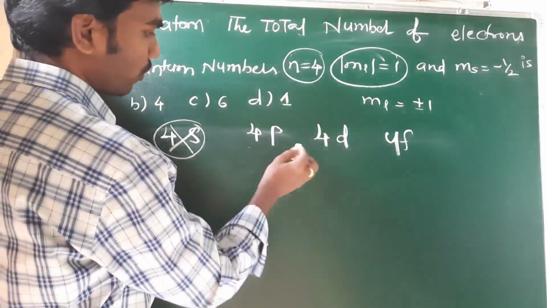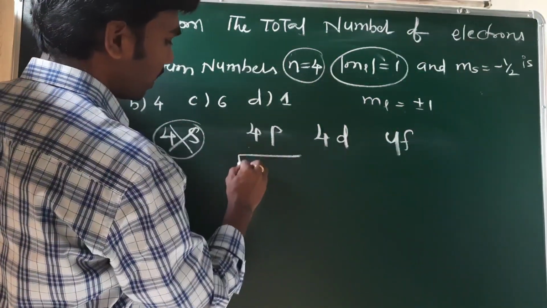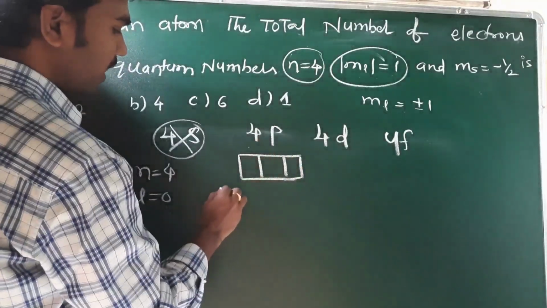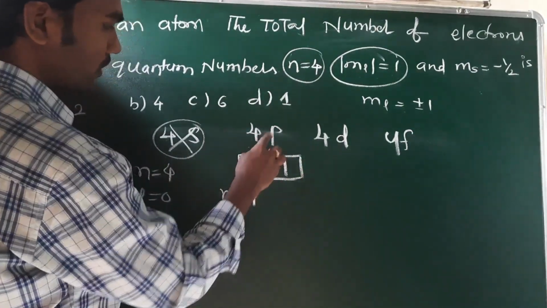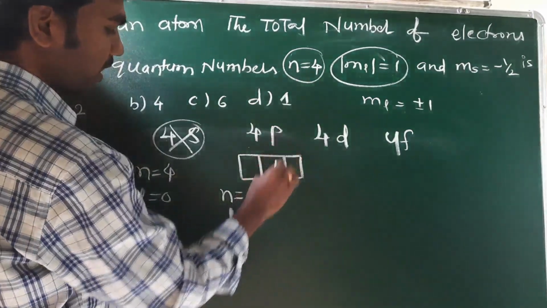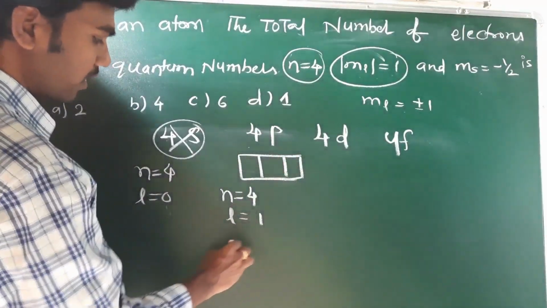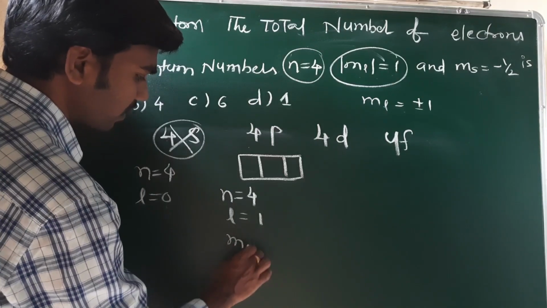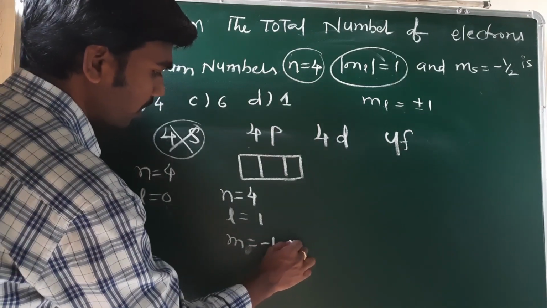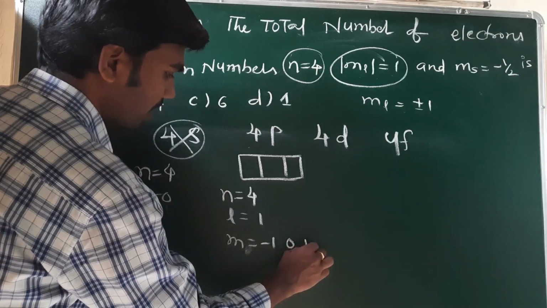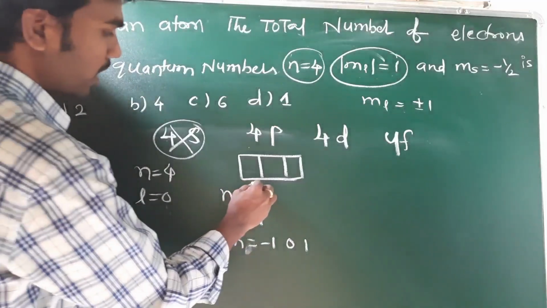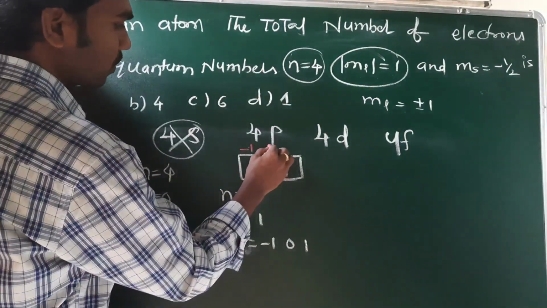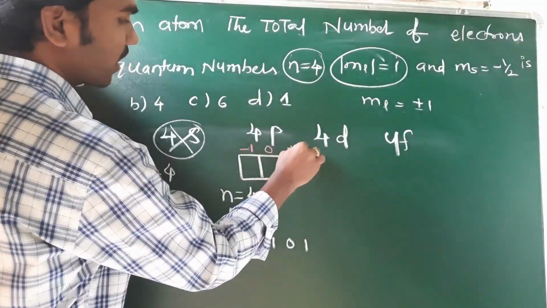So then you go for 4p orbital. 4p orbital has 3 subshells here. So if n is equal to 4 and L is equal to 1, then what will the ml value be? Minus 1, 0 and 1 will come. Here I am taking first one minus 1, this is 0 and this is plus 1.